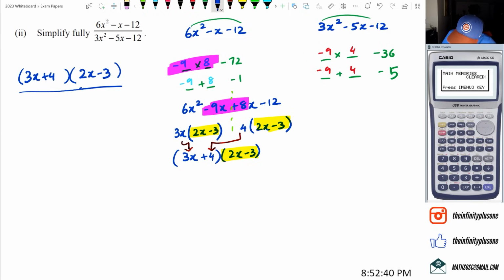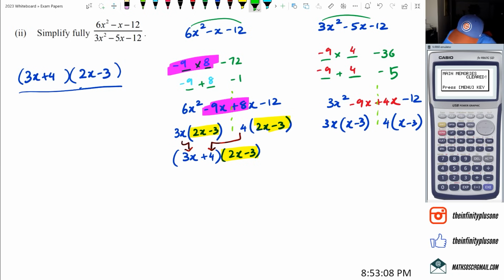So I could rewrite this as 3x squared, and I'm going to write it in this color this time so you guys can see what's happening, minus 9x plus 4x, and I've got minus 12. Again, I've got to factorize those two parts, the left-hand side of the green line and the right-hand side. So I've got 3x, x minus 3. And then here I've got 4, x minus 3.